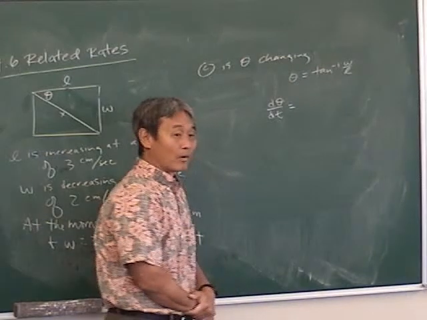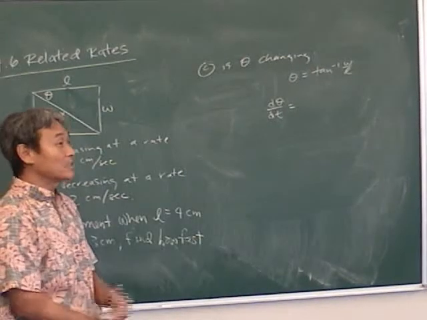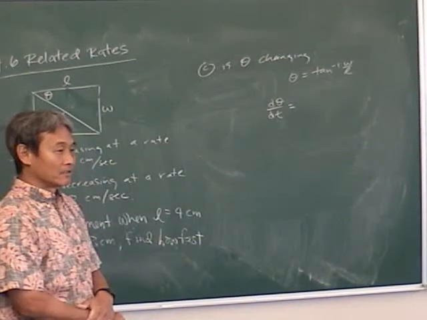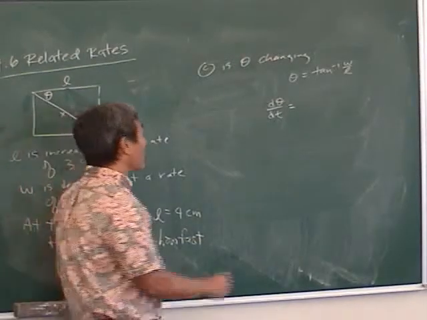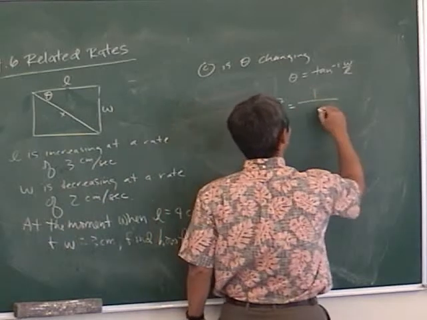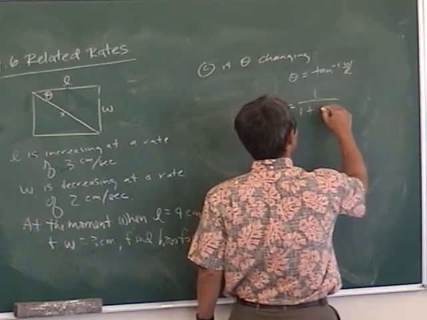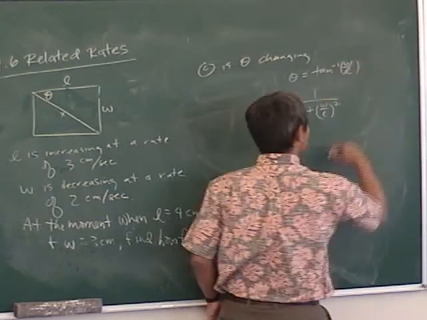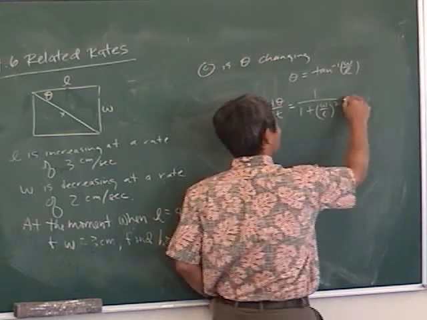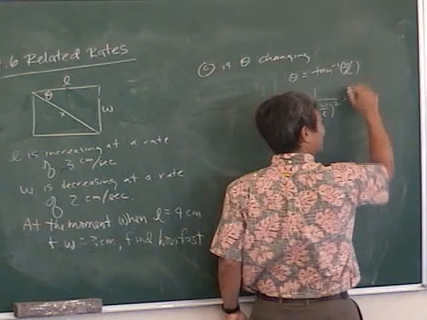Wait, did we learn the derivative of the inverse trig functions? We did. Yes. Question? No. 1 over 1 plus box squared, right? Tan inverse box, times the derivative of box.